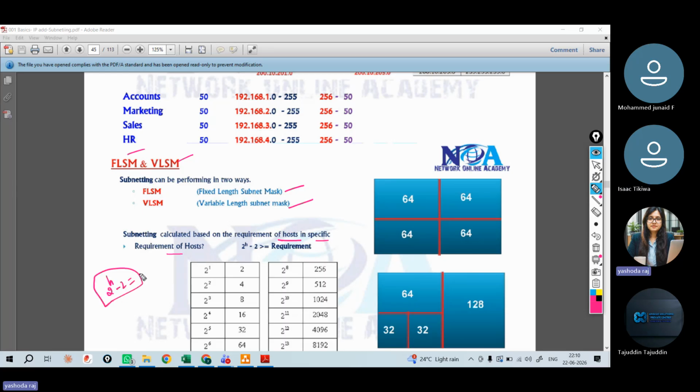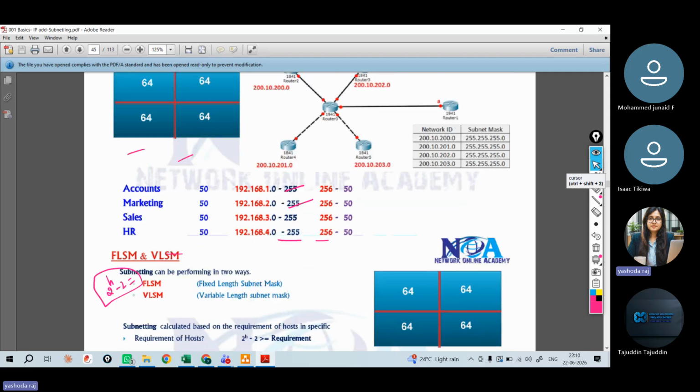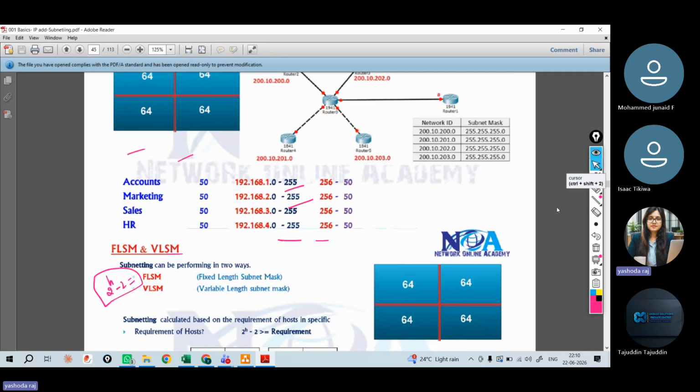Now what is FLSM and VLSM? For example, in the above example, I'm using 192.168.1.0 here. What is the subnet mask here? Can I write 255.255.255.0? Yes, right.